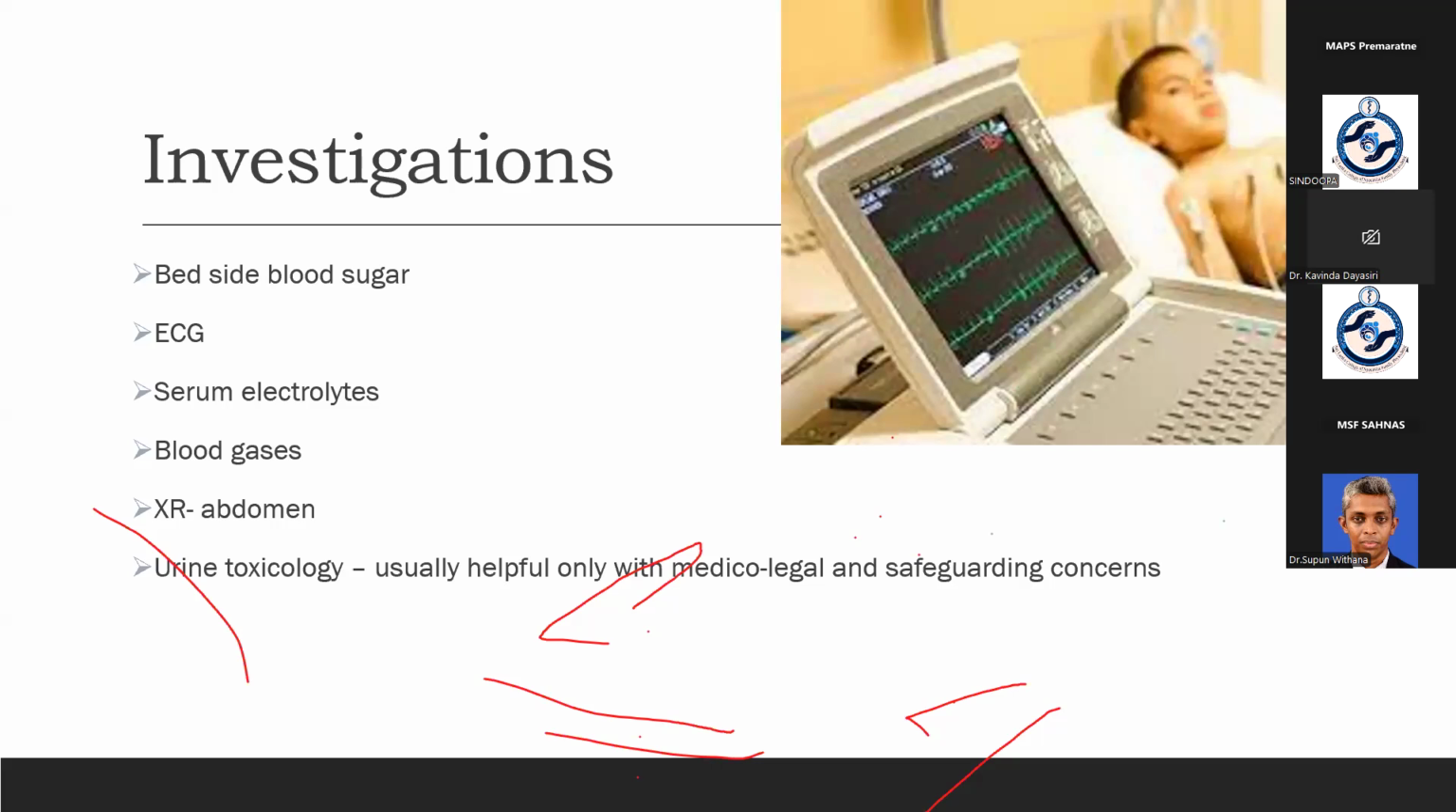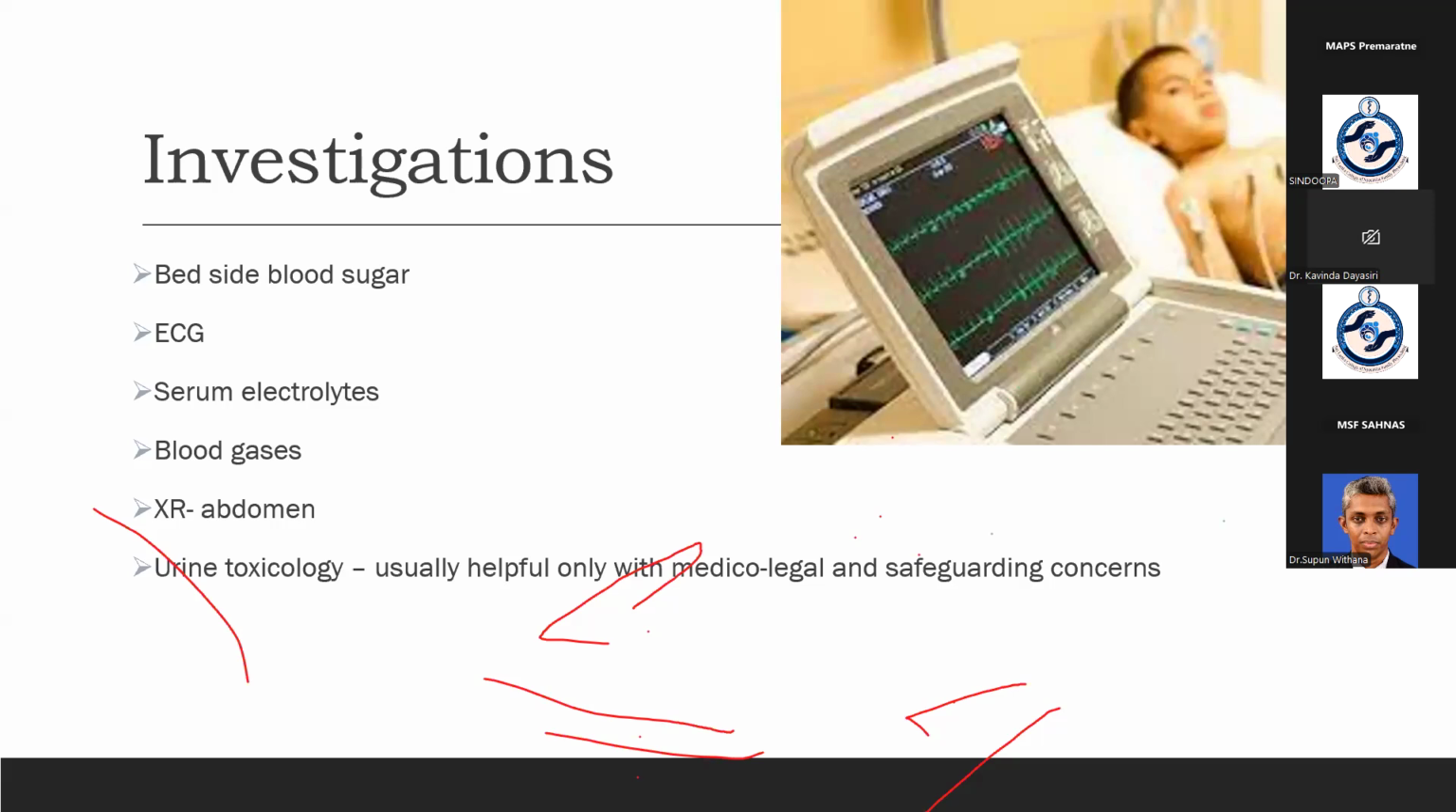Blood sugar and ECG are commonly performed in our setting, but in the UK and Australia, for any child coming with deliberate ingestion, it's a standard practice to do paracetamol level and ibuprofen level, because they are quite common there as well. However, we don't have facilities to do paracetamol levels and ibuprofen levels. So what we can do here is blood sugar and ECG.